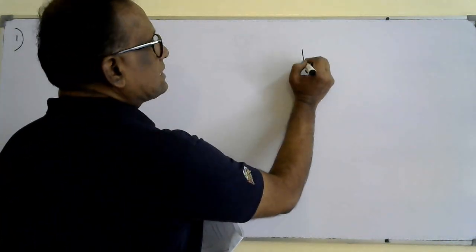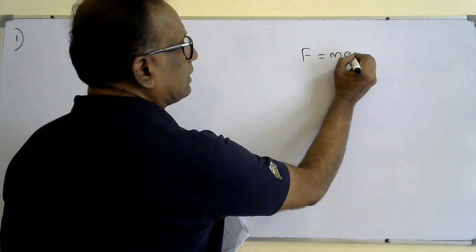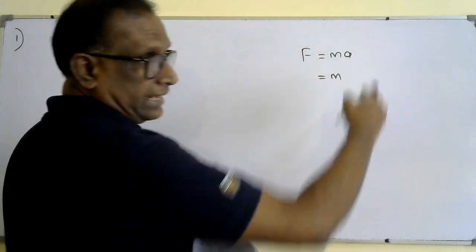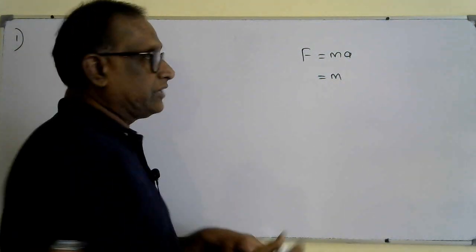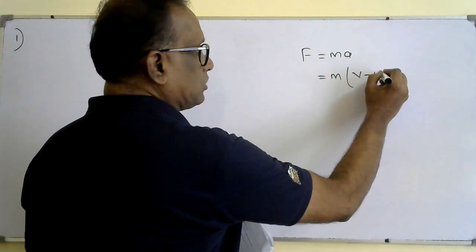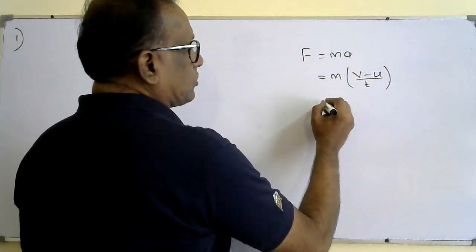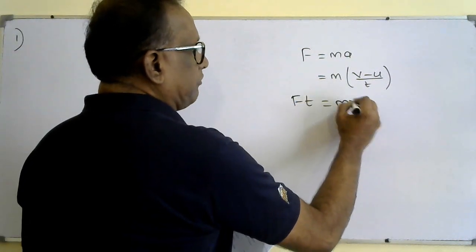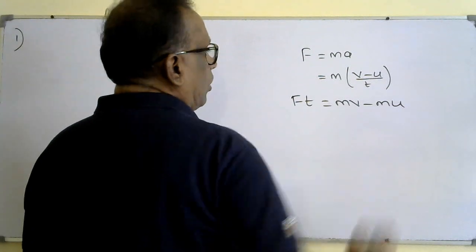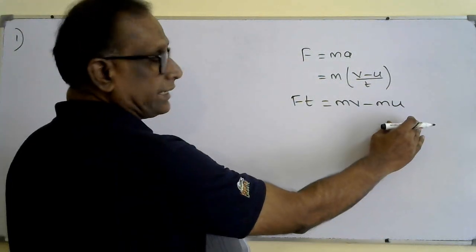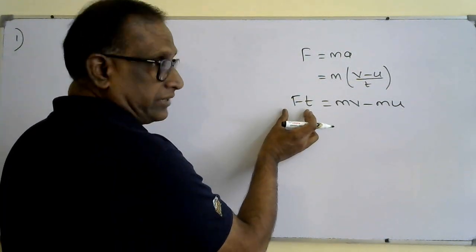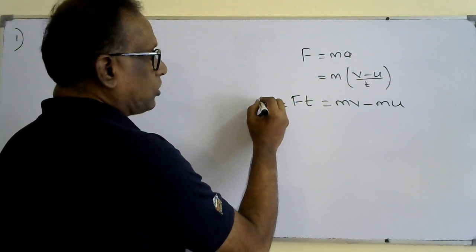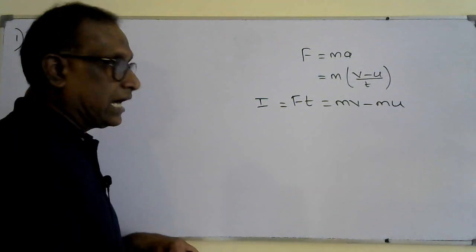Newton's second law says F equals ma. That is m into a, where a is the acceleration, the rate of change of velocity, that is (v minus u) over t. So cross multiply: Ft equals mv minus mu. Okay, so the change in momentum is equal to Ft. Ft has a name, it is called impulse and denoted by I.